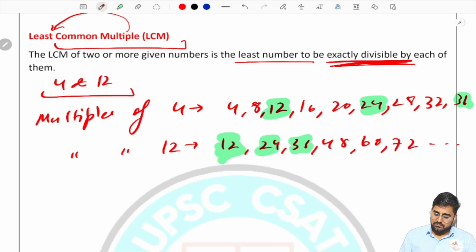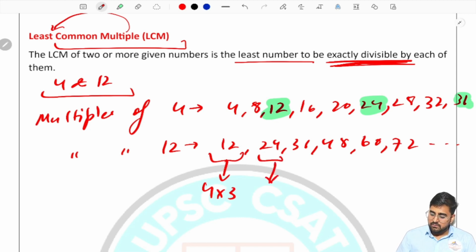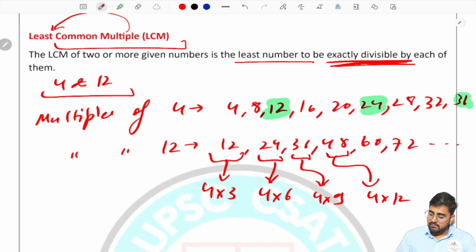For example, if we break this down in a formation of 4, we can find 4 into 3. Here we can find 4 into 6. Here we can find 4 into 8. Here we can find, sorry, 4 into 9. Here we can find 4 into 12 and so on. Means in each number there is a 4. That's what I am trying to show.